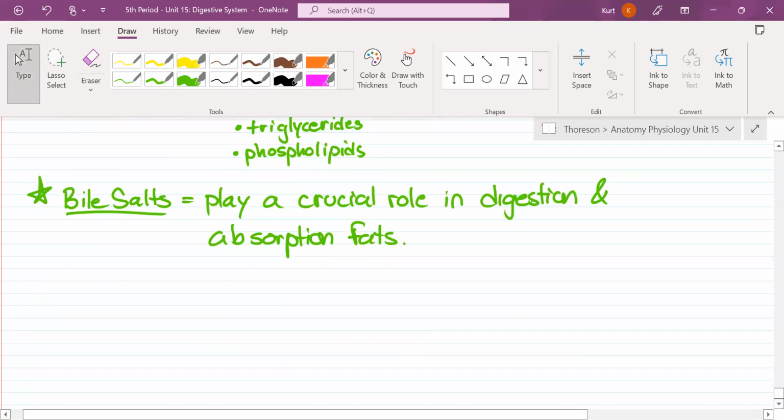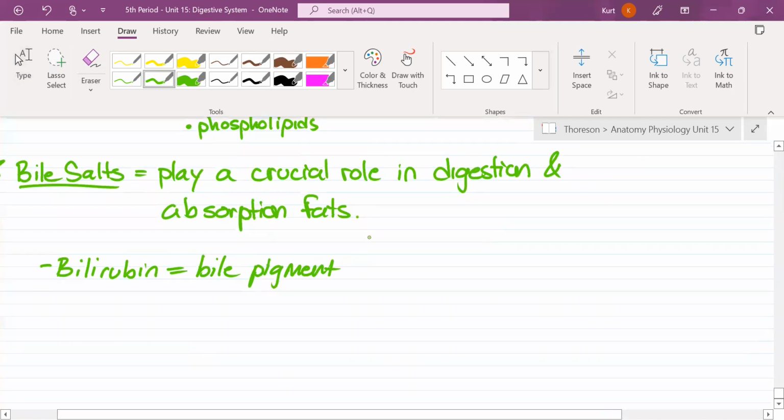Okay. I want to tell you a little fun fact here. Bilirubin makes bile its color. I'm going to get somewhere really interesting for you all. Bilirubin is bile pigment, which is like a yellowish color. This is not something I want you to know. Perhaps I'll make it extra credit.